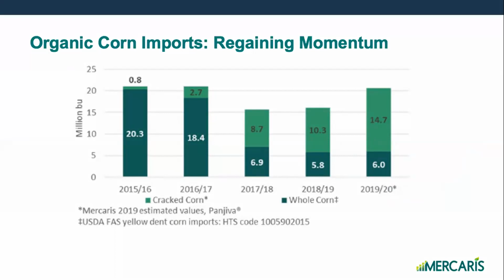Organic corn imports from Romania and the Black Sea region did increase year over year by a little over 100%, and then imports directly from Canada followed quite closely with about 120% year-over-year growth. The last month of 2019, in December, we did see organic cracked corn imports decrease.